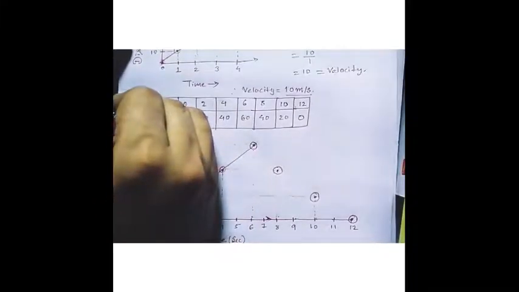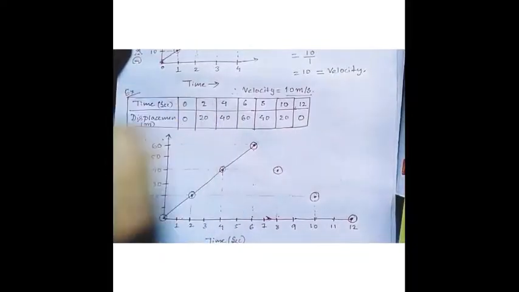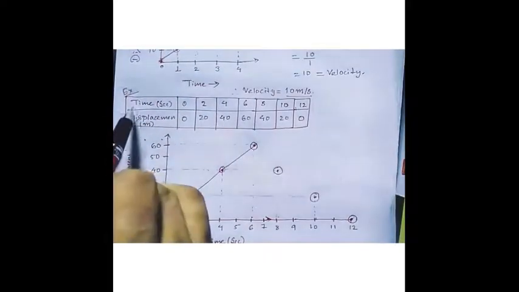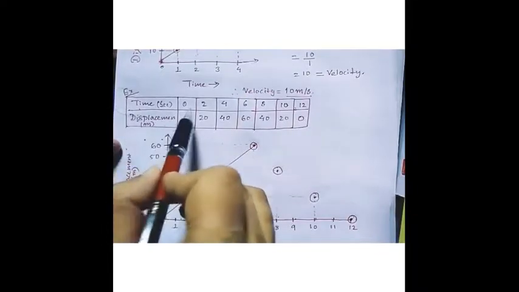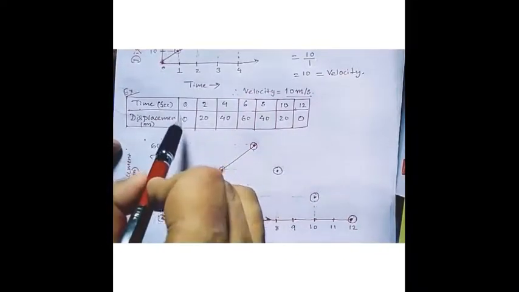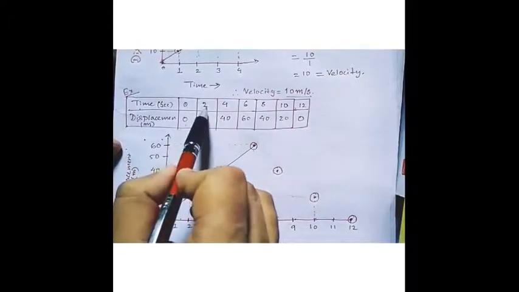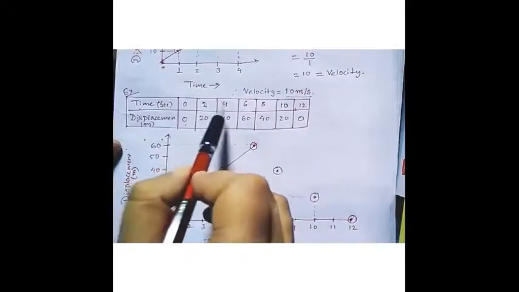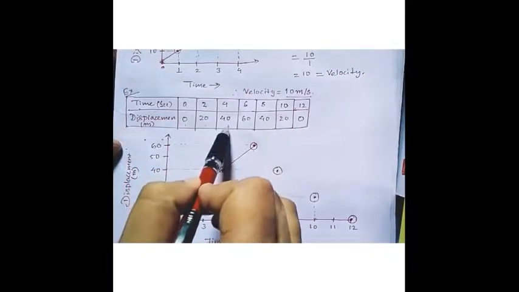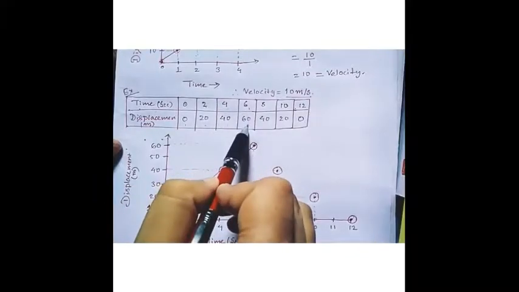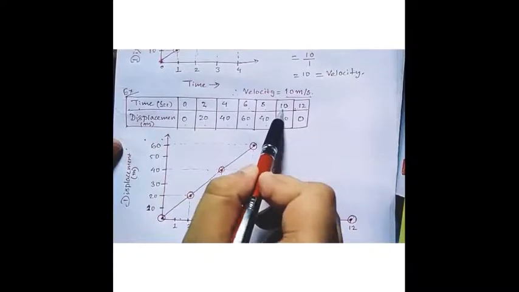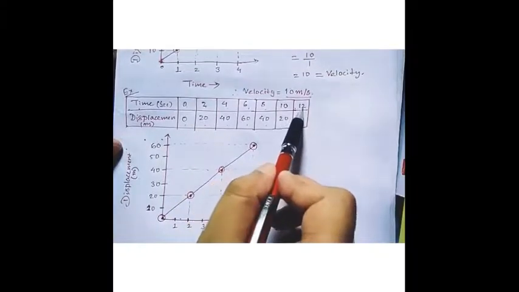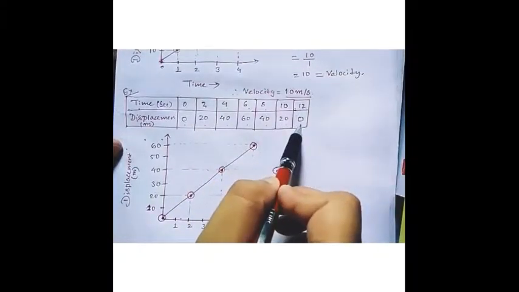Now I will show you another example of a time and displacement graph. This is different from the previous one. Here I will take 7 coordinates. When the time is 0, displacement is 0. Time is 2 seconds, displacement is 20. Time is 4, displacement 40. Time is 6 seconds, displacement is 60 meters. Time is 8, displacement 40. Time is 10 seconds, displacement 20, and time is 12 seconds, displacement is 0.